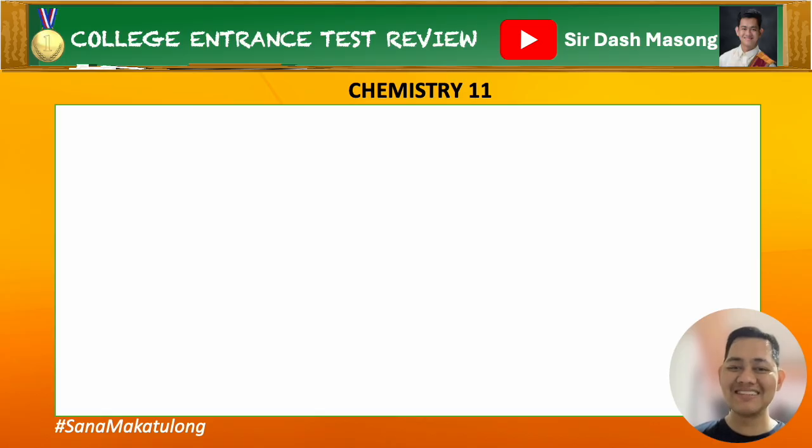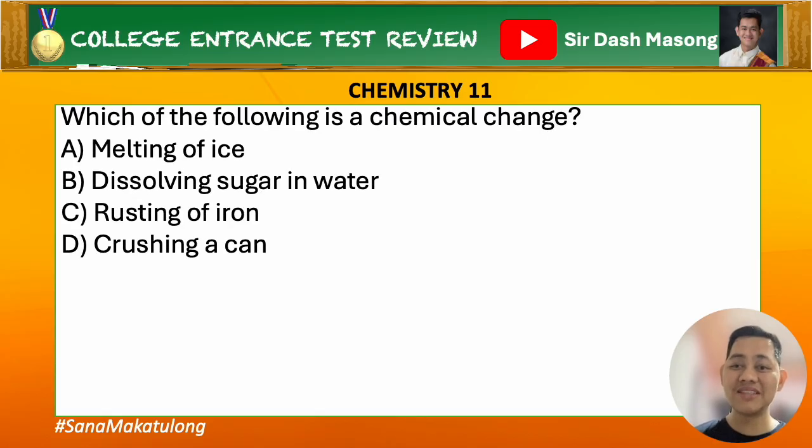Chemistry 11. Which of the following is a chemical change? A. Melting of ice, B. Dissolving sugar in water, C. Rusting of iron, or D. Crushing a can?